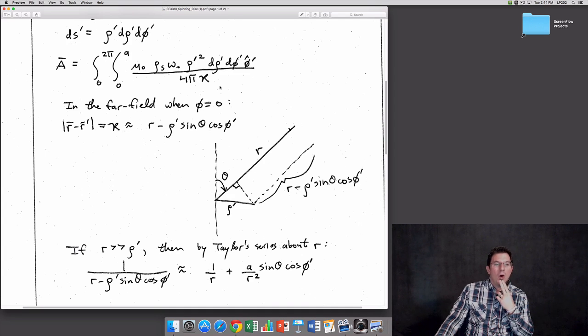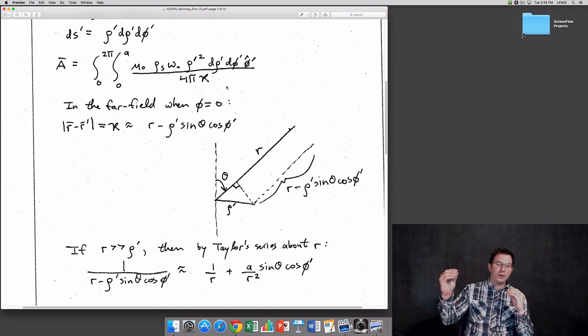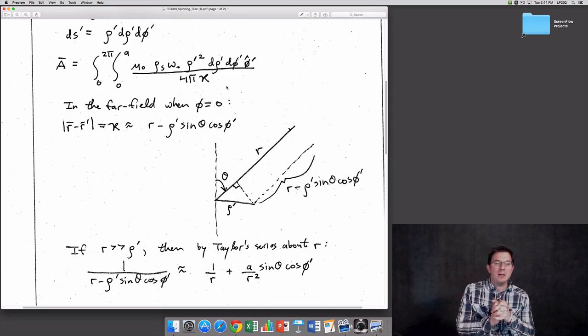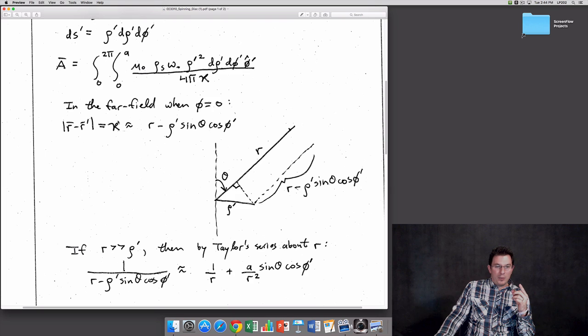Okay. Well, what we're going to do is play two games. The first thing we're going to say is that we're in the far field. What does that mean exactly? It means that the magnitude of our observation point vector is much, much larger than our source point vector. So the unprimed coordinates are much bigger. The magnitude of this vector here is much bigger than the magnitude of that one. We're a long way away. That's the first game we're going to play.